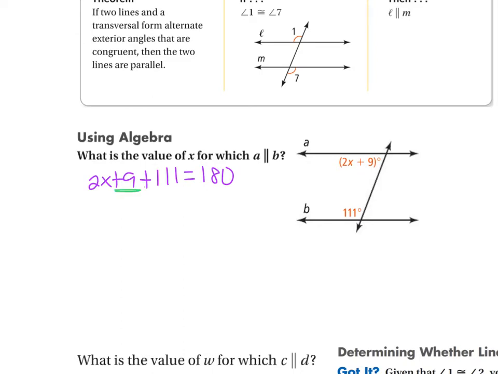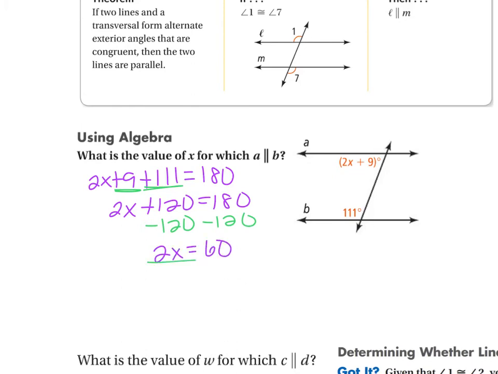Now let's go ahead and solve. We add the 9 and the 111, so that gives me 2x plus 120 equals 180. Subtract 120 from both sides: 2x equals 60. Divide by 2, so x equals 30. And that's our answer.